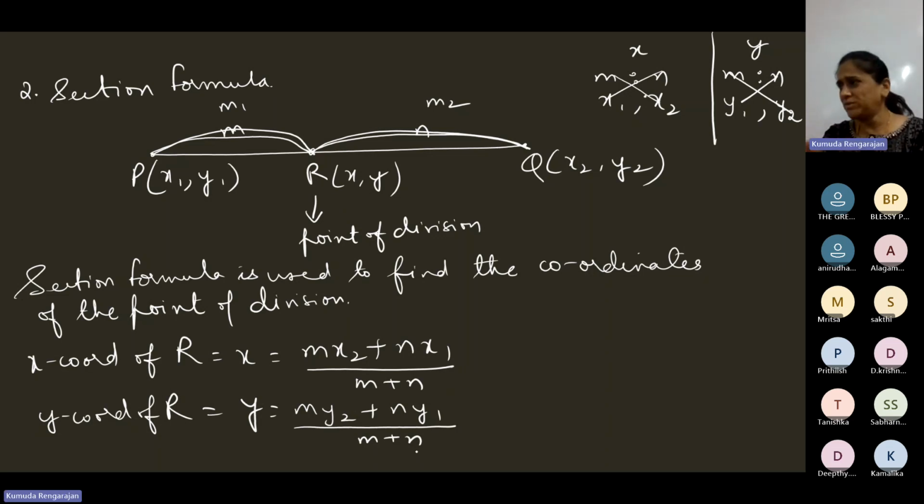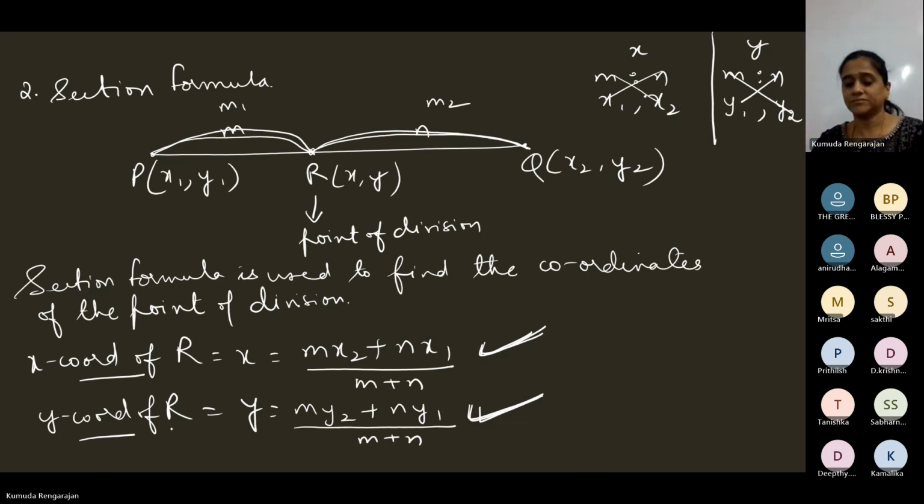If you're using m1 and m2, please substitute that accordingly. m1 x2 plus m2 x1, that becomes like a tongue twister. Those who have learned m1 m2, m1 x2 plus m2 x1 by m1 plus m2. You can just write this and make the formula. So this is the expression, or the formula, to find the x coordinate of the point of division. This is the expression, or the formula, to find the y coordinate of the point of division.